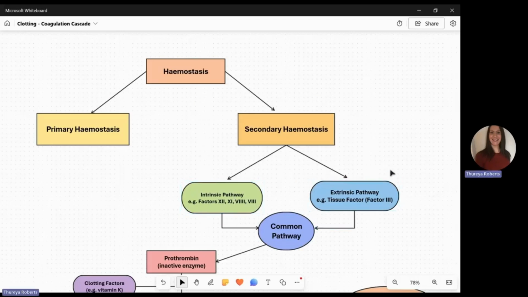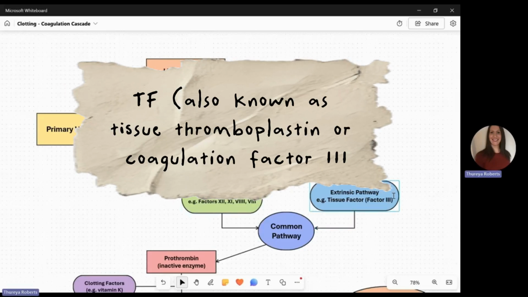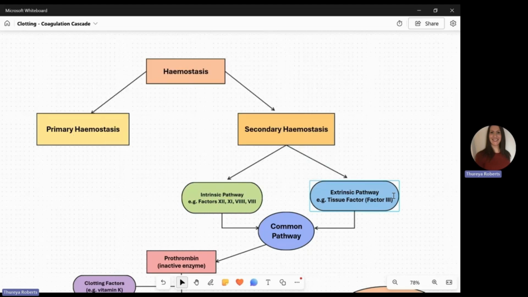The extrinsic pathway is triggered by tissue factor, which is factor 3, a protein released by damaged tissues. It activates factor 7, which quickly kickstarts the cascade. Both of these pathways converge at the common pathway, which you can see here in the middle of the diagram. From this point, clot formation begins with the activation of prothrombin into thrombin. Now that we've covered the basics, let's take a closer look at each step in the diagram.